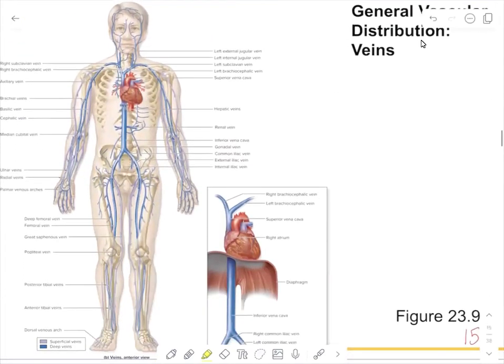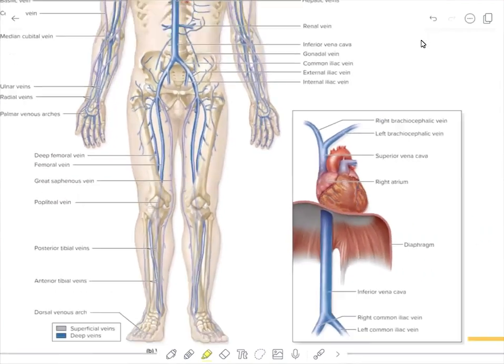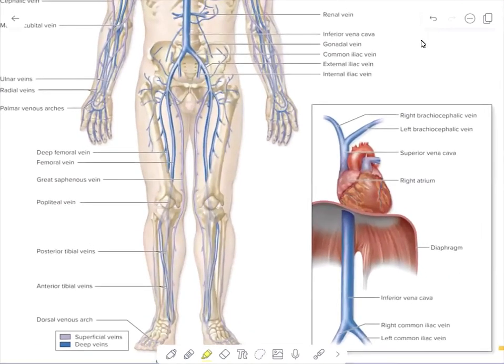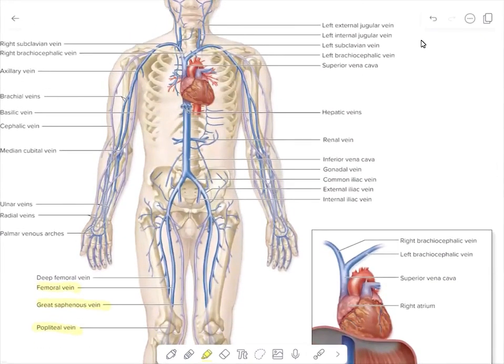The veins are responsible for returning deoxygenated blood back towards the right atrium. So we're going to begin at the feet because we're going in the opposite direction. So we have the anterior tibial veins, posterior tibial veins, popliteal vein, great saphenous vein, femoral vein. Those lead to the iliac veins, like external iliac vein, common iliac vein. That leads to the inferior vena cava.